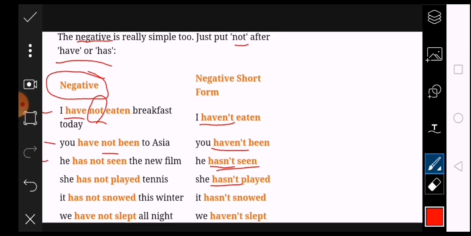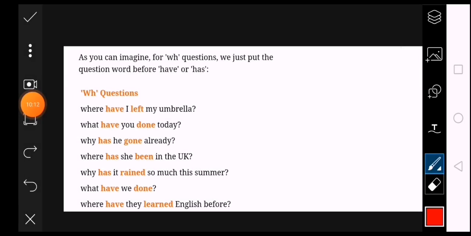Let's go to interrogative. Now let's talk about the present perfect in the interrogative case, which is the last case. For WH questions, we just put the question word before have or has. For example, we add where, what, why, and whatever word that starts with WH before have or has.